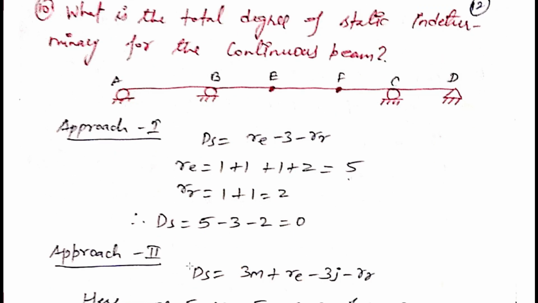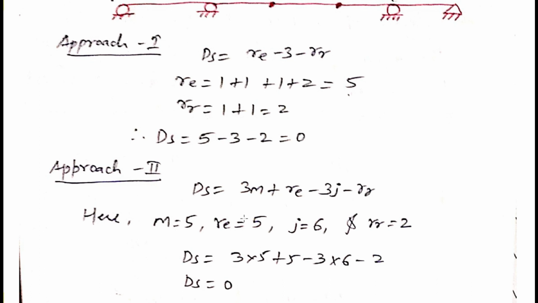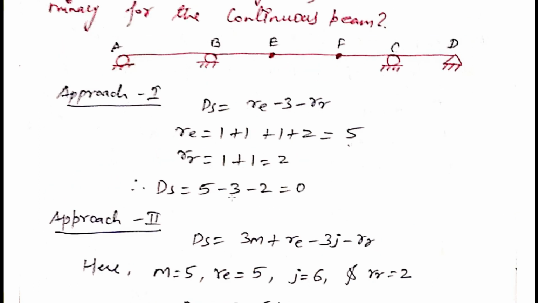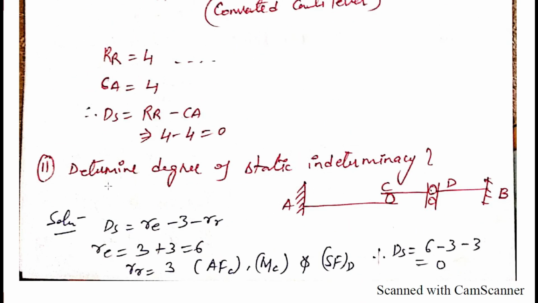We also have another approach: DS equals 3m plus RE minus 3j minus RR. You can count the members as 5, RE is 5, the number of joints is equal to 6 here, RR is equal to 2 here, and by putting in these values DS is equal to 0. By this way you can calculate your static indeterminacy. Okay, move on to the next question, the last question of this session.